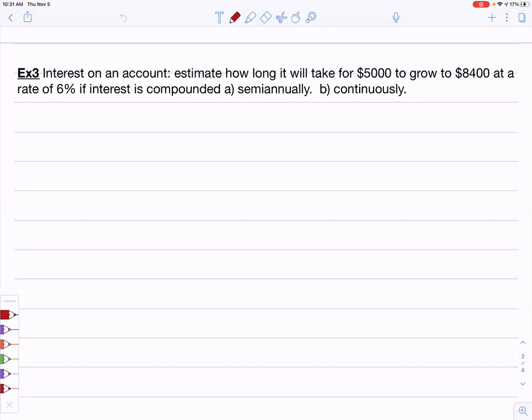How do we know we have to use the dirty one for semi-annually? What's the clean one used for? Continuously and only continuously. Anything else, we have to use the dirty formula. So the dirty formula was A equals P times the quantity one plus R over N, raised to the NT power.